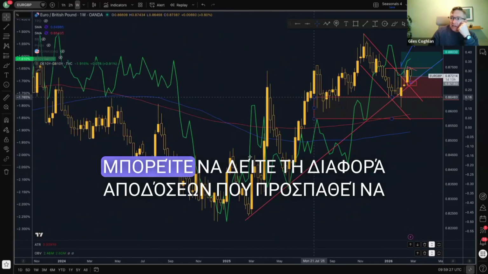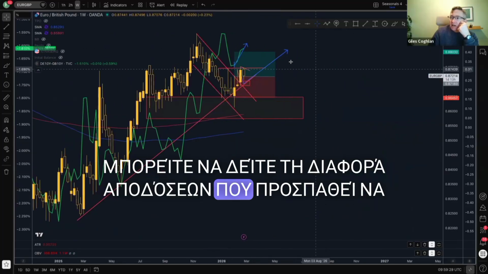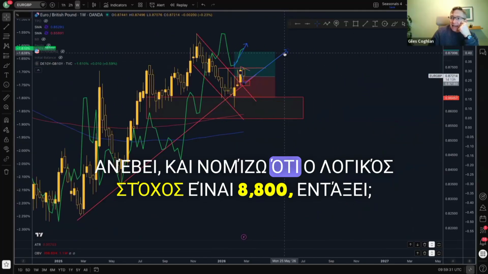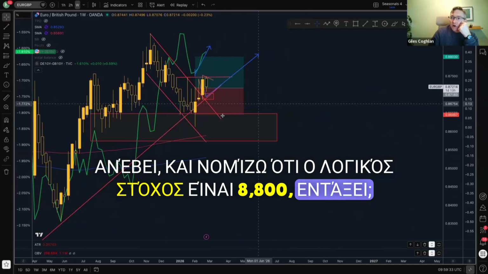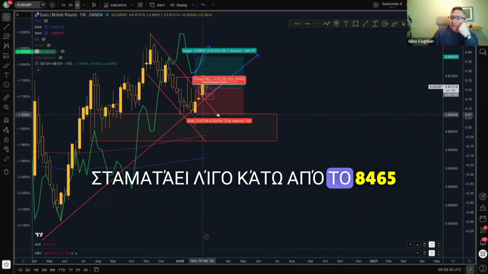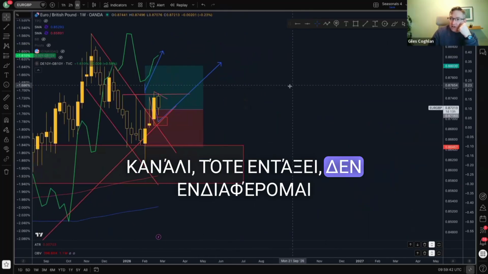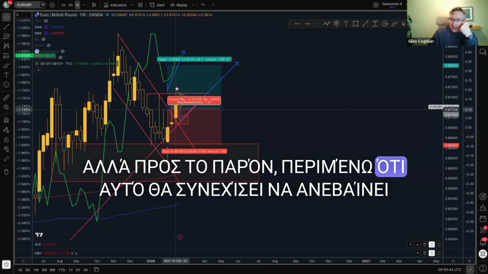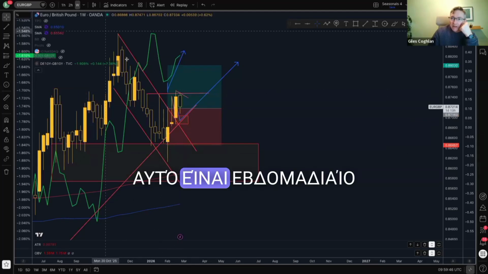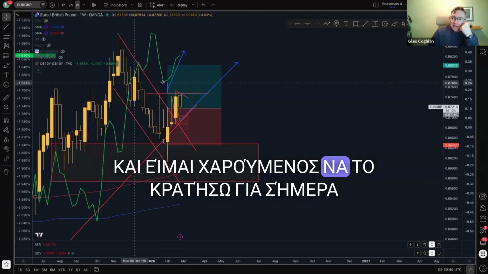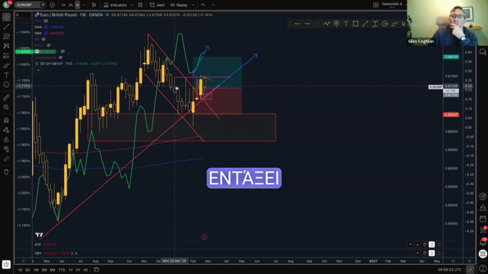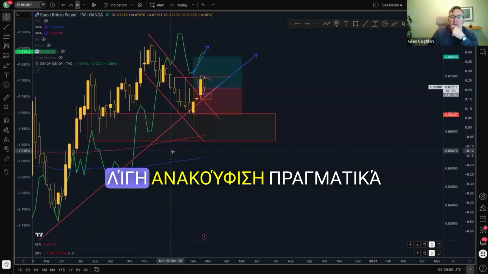And I still think you can see the yield spread still trying to push higher. And I think the reasonable target is the 8,800. Okay, stops just underneath the 8,465. If we get underneath this trend line or back into that channel, then okay, fine, I'm not interested. But for now, I'm expecting this to build. That's a weekly time frame, and I'm just happy to hold that for today. Okay, all right, folks. So a little bit of relief, really.